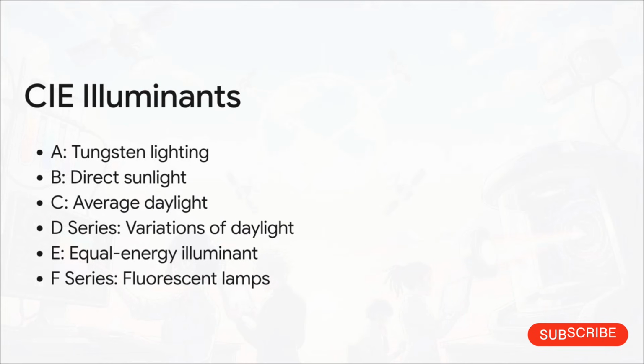And the CIE's approach is incredibly comprehensive. Starting way back in 1931, they mapped out these different theoretical light sources. Illuminant A represented your typical domestic tungsten lighting. Illuminant B was direct sunlight, and C was average daylight. Later on, they rolled out the D series to specifically map variations of daylight, the E illuminant for equal energy, and the F series for fluorescent lamps. They basically categorized, tagged, and quantified every single type of light we could possibly interact with.